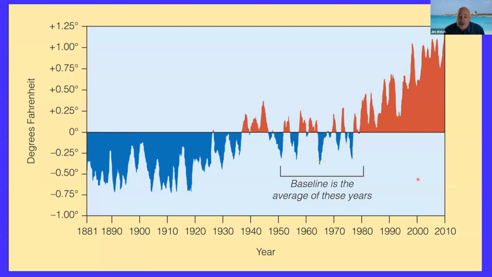So first off, let's talk temperature. Over the past 150 years or so, global temperatures have increased almost 2 degrees Fahrenheit. If we look at the baseline of this time series, this is the average of these years. And essentially the temperatures have been increasing pretty much as those CO2 levels have gone up.